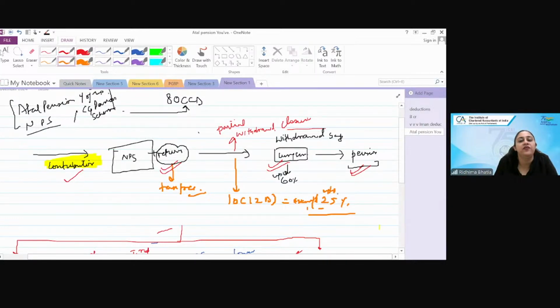Exempt up to 25%. 25% of what? 25% of the total corpus which is there. ठीक है, तो 25% तक is exempt, उसके ज़्यादा it is taxable. Now what about at the time of closure? So at the time of the closure, whatever will now come as a pension would be taxed as your income.